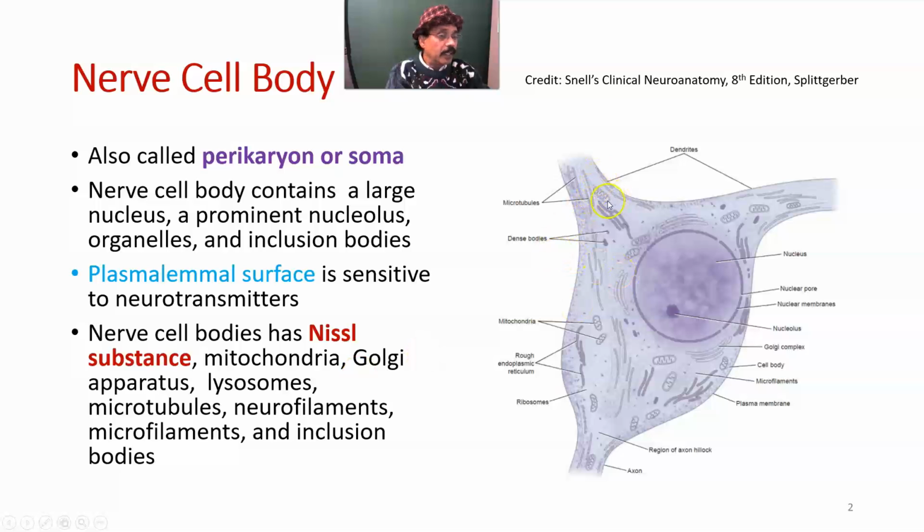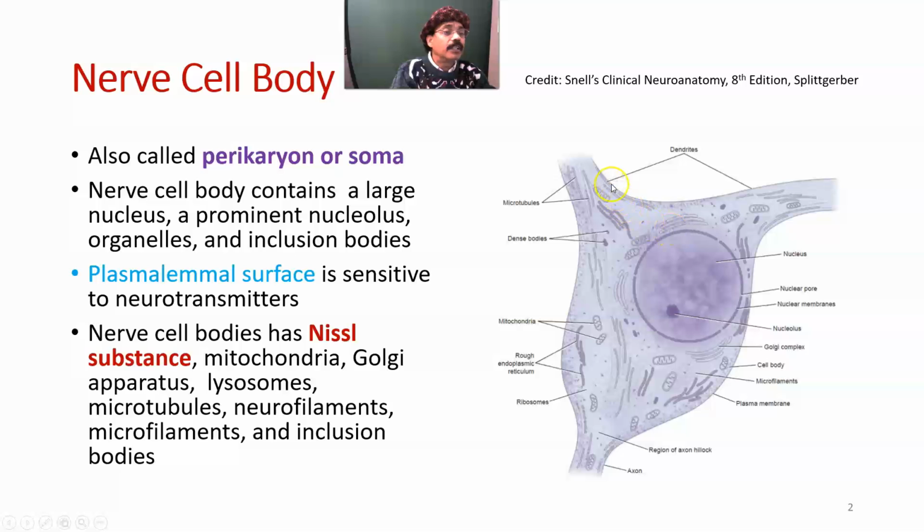We have the mitochondria here, and also the Golgi apparatus. In the dendrite, there is no Golgi apparatus. The Golgi apparatus is here in the cell body, and may go through the axons. It also contains lysosomes, microtubules, neurofilaments, microfilaments, and inclusion bodies. Neurofilament is very important for a patient with Alzheimer's disease. There will be neurofibrillary tangles in their brain.